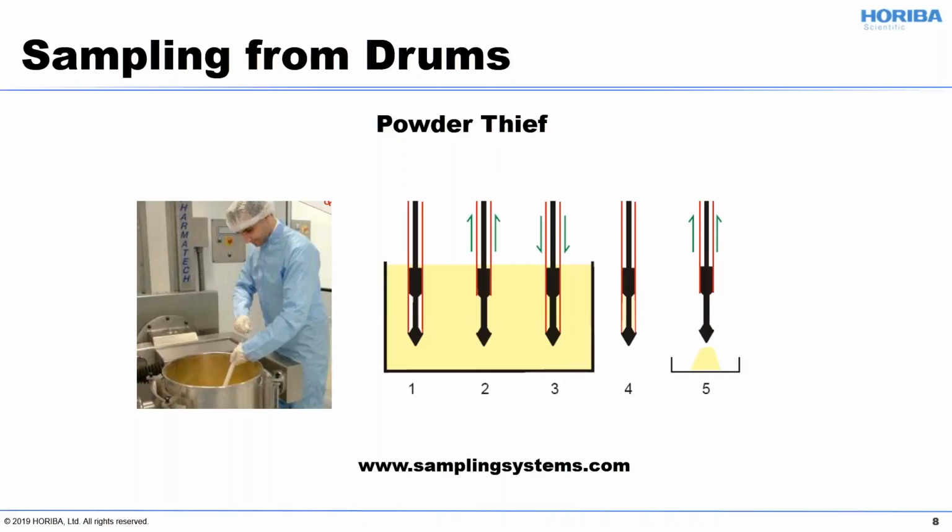You might take off a star pattern at the top, in the middle and the bottom of a drum, and then mix that before you bring it to the lab for analysis. So depending on your large scale process, you're going to try different ways to get something representative.